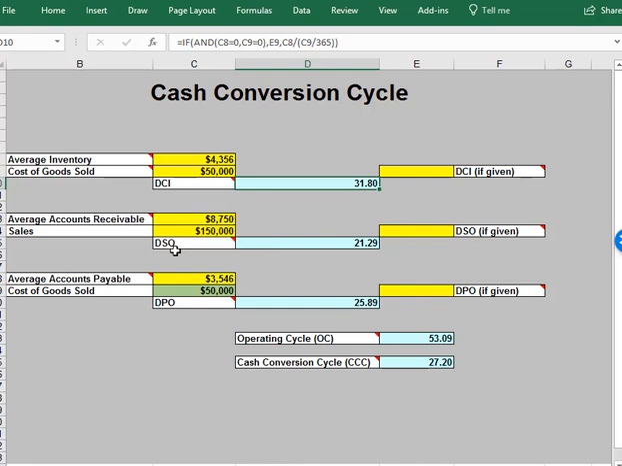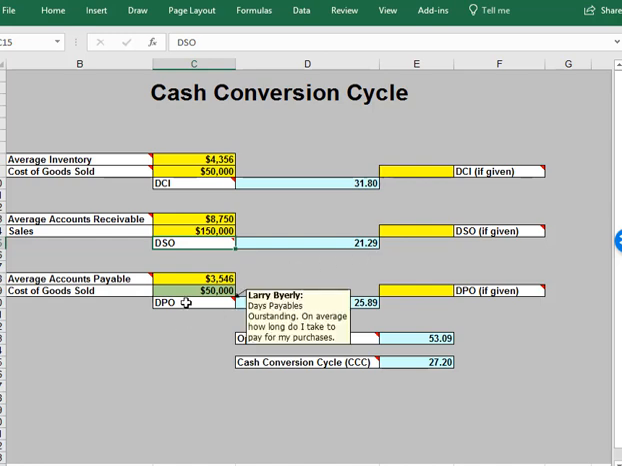Average accounts receivable, DSO, is the days sales outstanding. Sometimes this is also called average collection period. It talks about the average number of days it takes for our customers to pay us for the products that they buy. So if you look at the formula, it's the average accounts receivable divided by the average sales per day. In this case, it's 21.29 days on average for our customers to pay us.